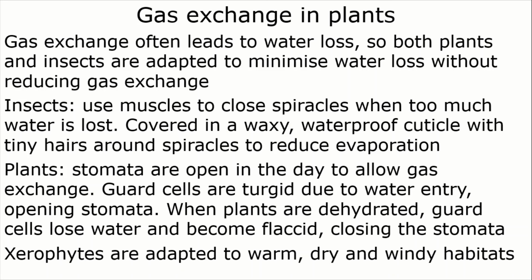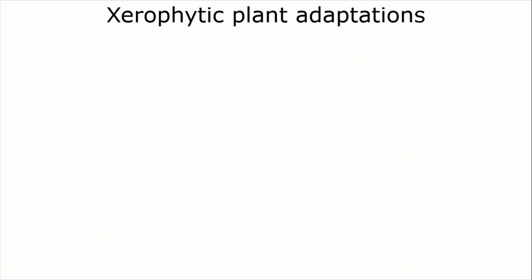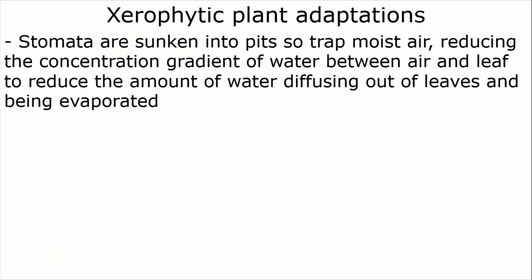And we have these special plants called xerophytes, and these are adapted to warm, dry, and windy habitats, so something like a desert. So we look at the adaptations of xerophytic plants. Some of the adaptations they have is they have this stomata which is sunken into pits, and this helps to trap moist air. And it will reduce the concentration gradient of water between the air and the leaf, and reduces the amount of water diffusing out of the leaves and being evaporated.